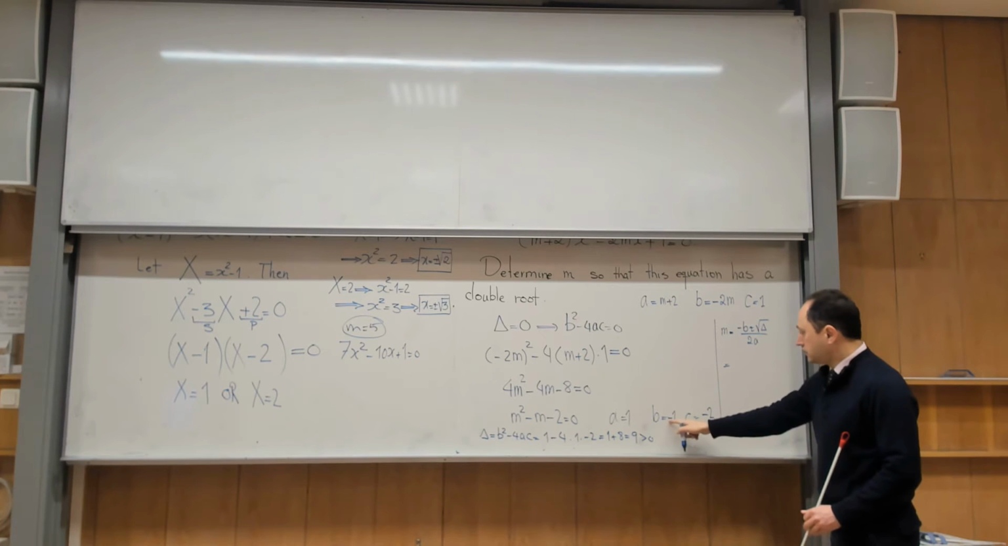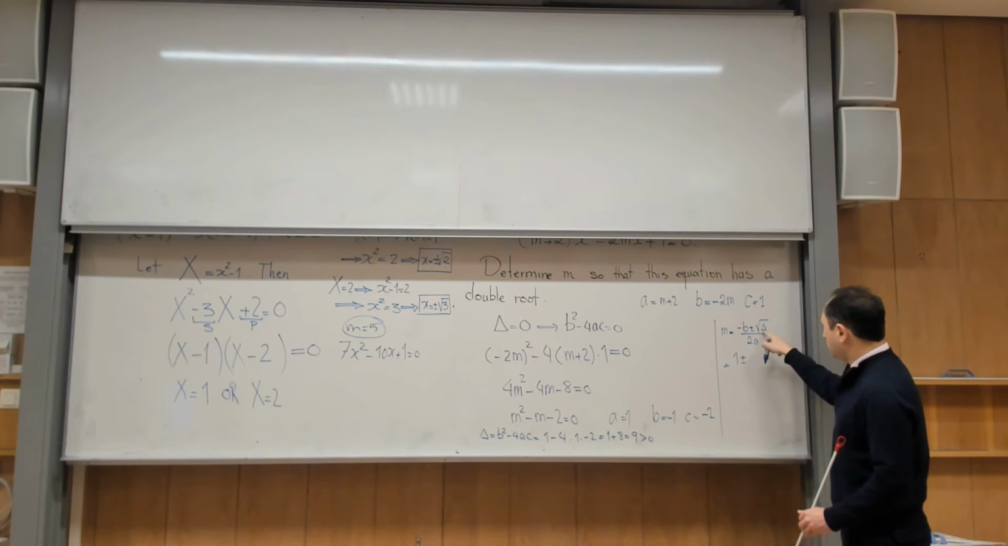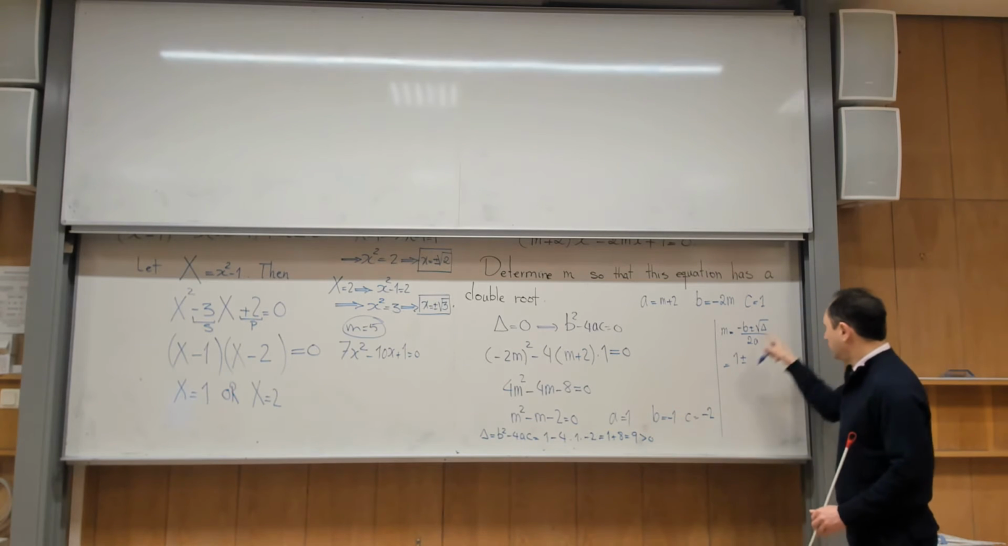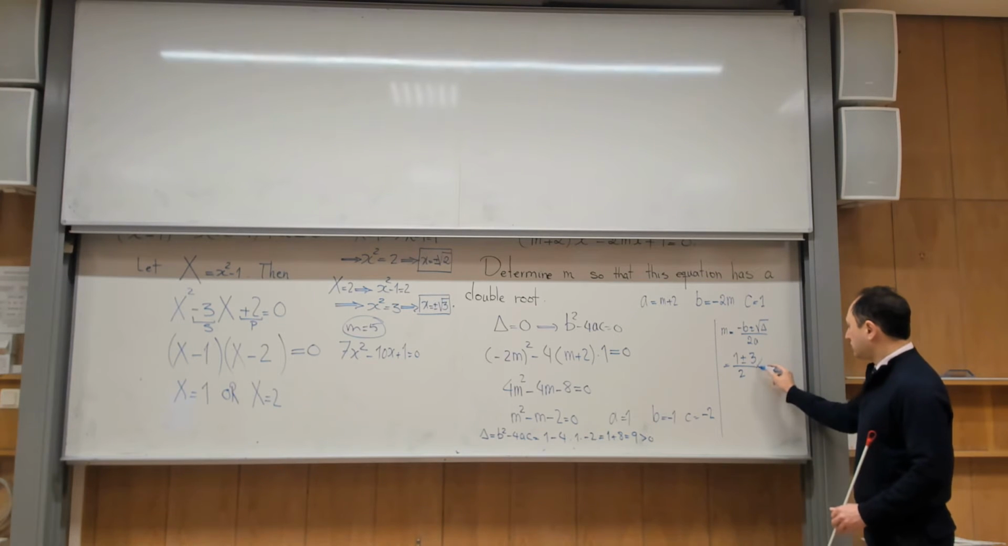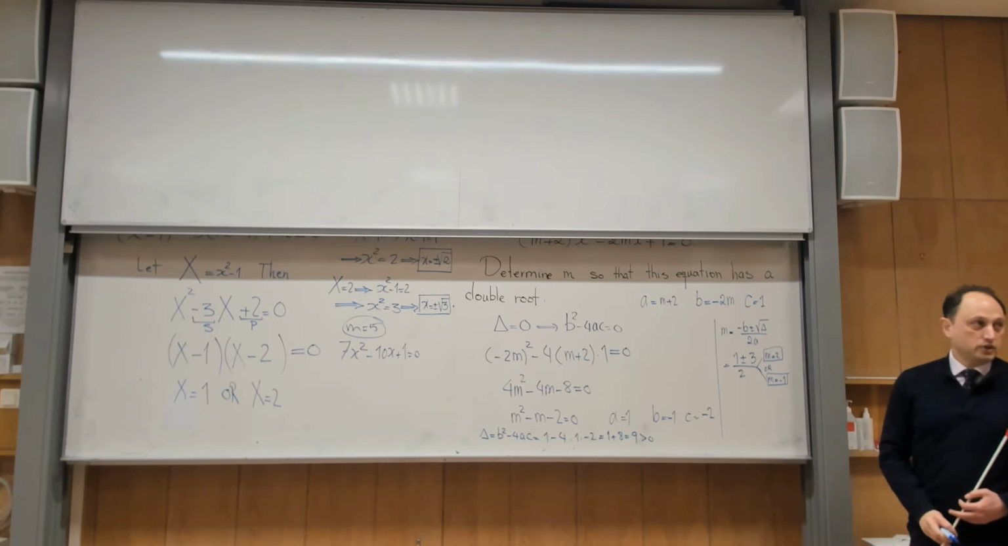So minus b becomes positive 1, plus or minus the square root of delta. Delta is 9, the square root of delta becomes 3, divided by 2 times a, which is 2 times 1, which is 2. So then I get two answers. 1 plus 3 is 4, divided by 2 is 2. So one answer is m equals 2. Or the other answer is what? 1 minus 3 is minus 2, divided by 2 is minus 1. So these are the numbers that I am looking for.